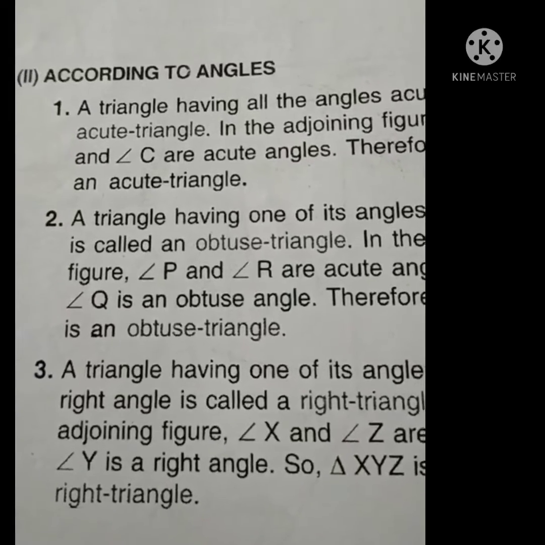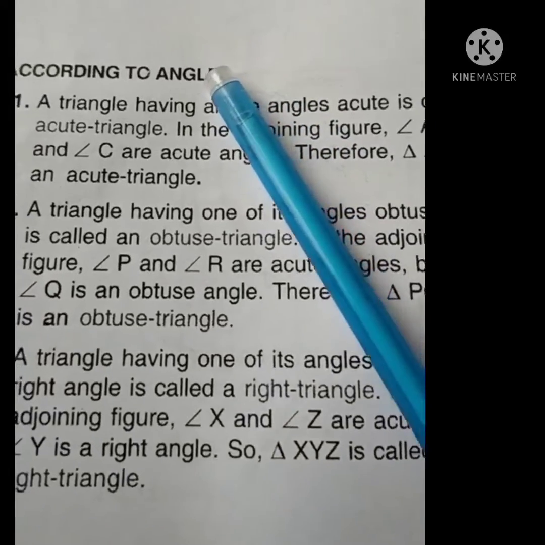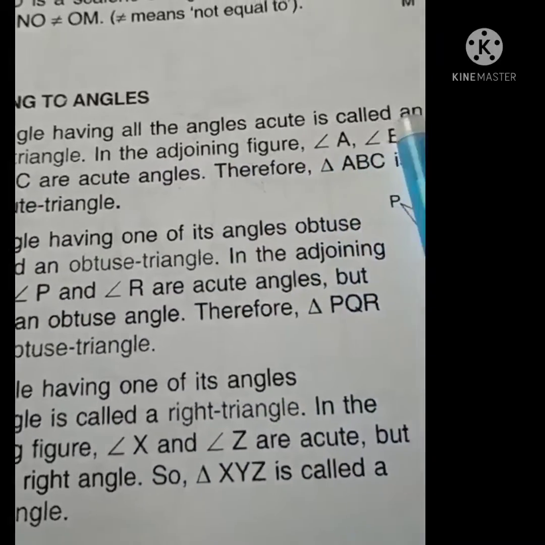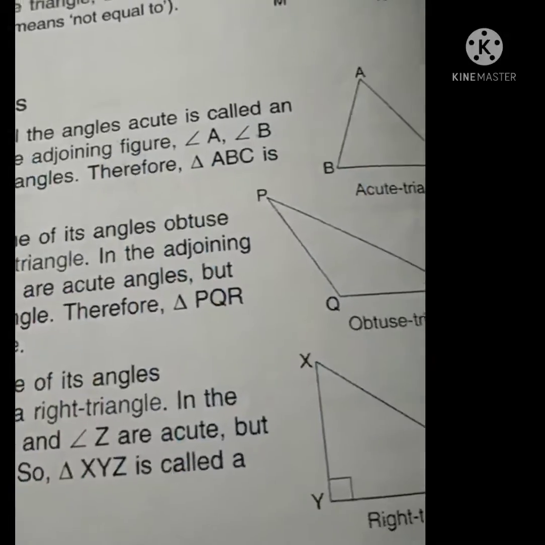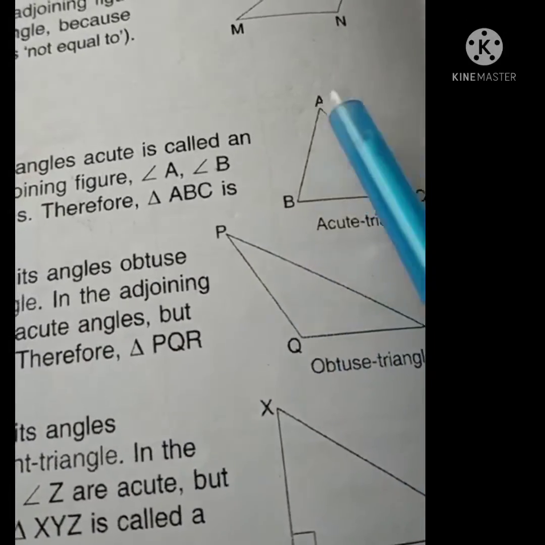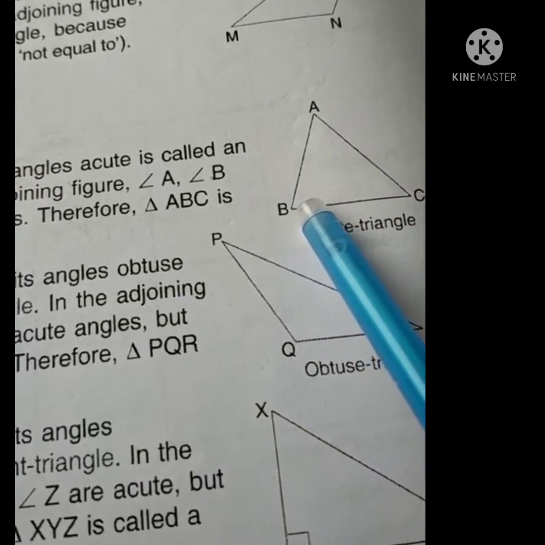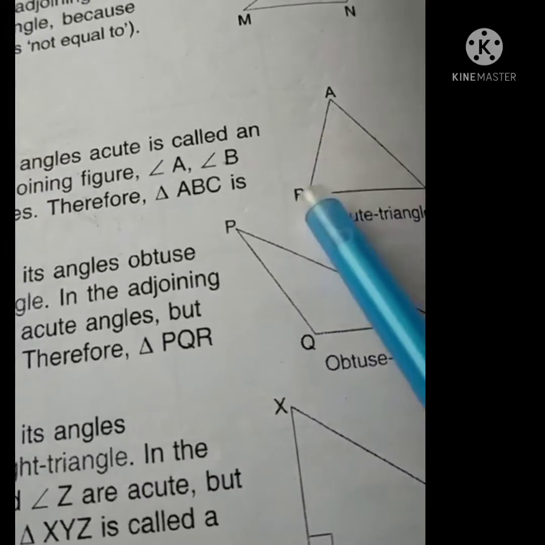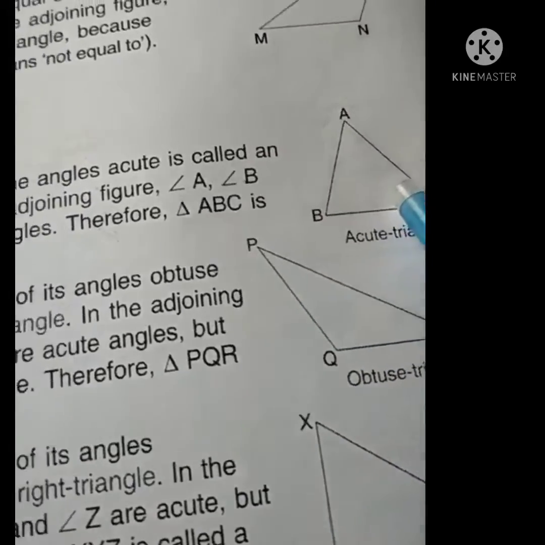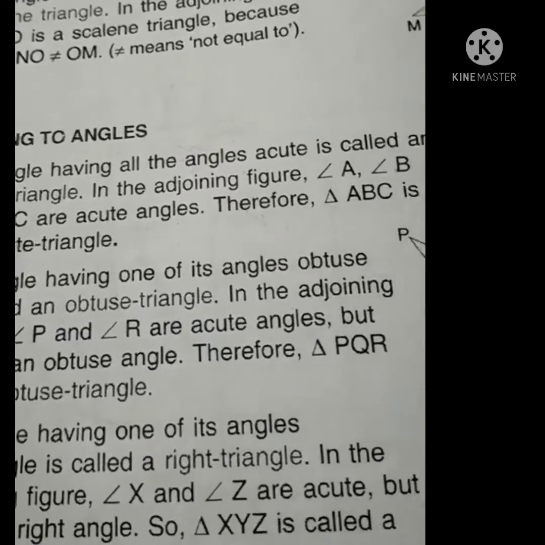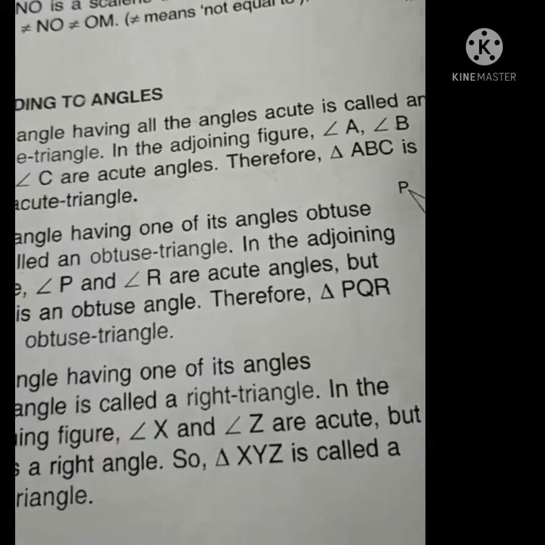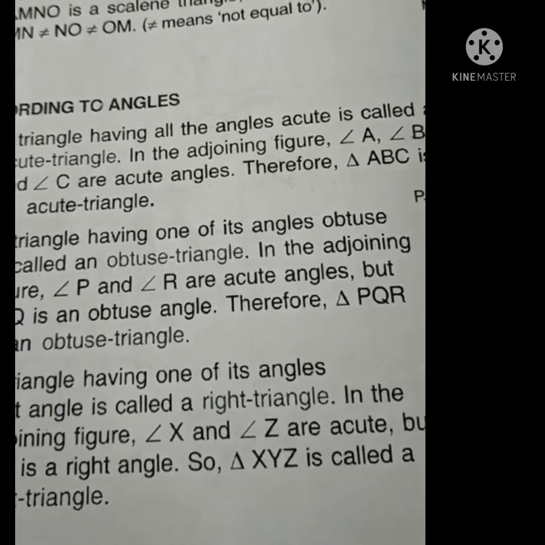Classification of triangles according to angles. A triangle having all the angles acute is called an acute angled triangle. So this is a triangle, children. Here all the angles are acute, less than 90 degrees. If all the angles are acute, then this is an acute angled triangle. Clear, children? So angle A, angle B and angle C are acute angles, therefore this is an acute triangle.